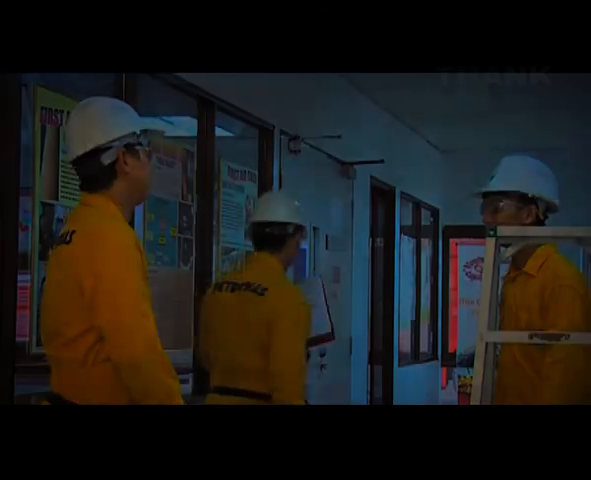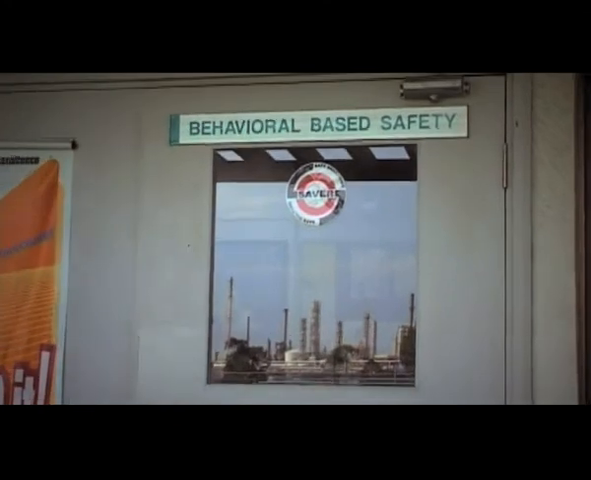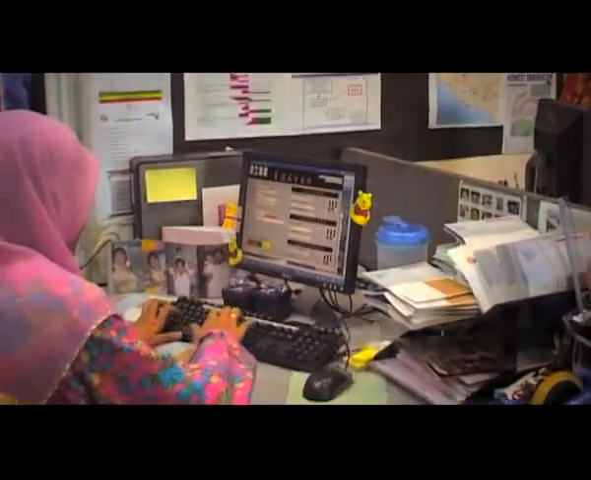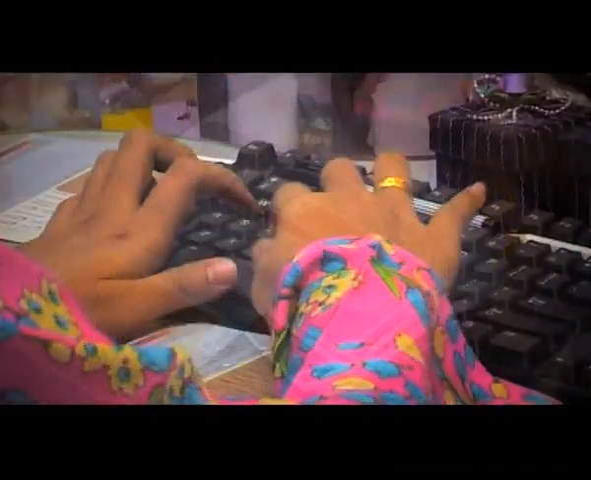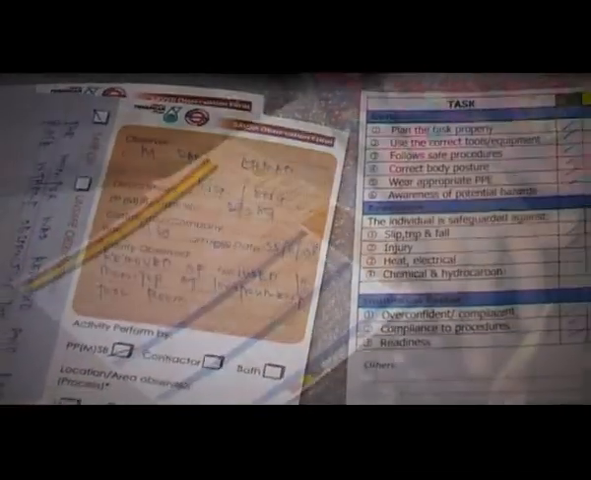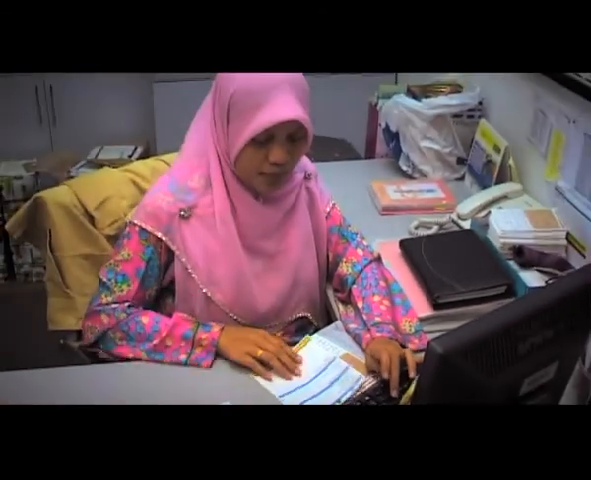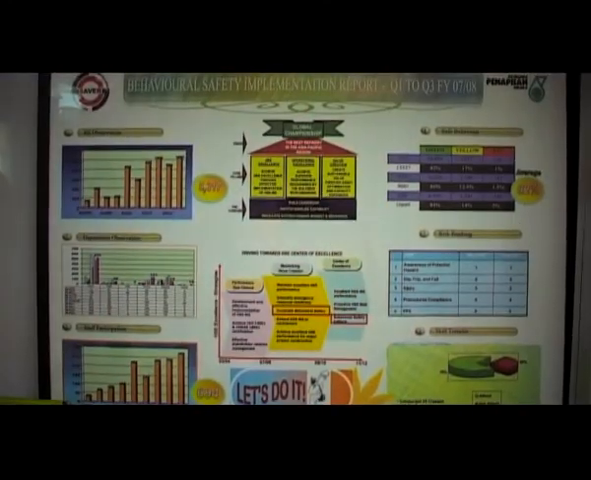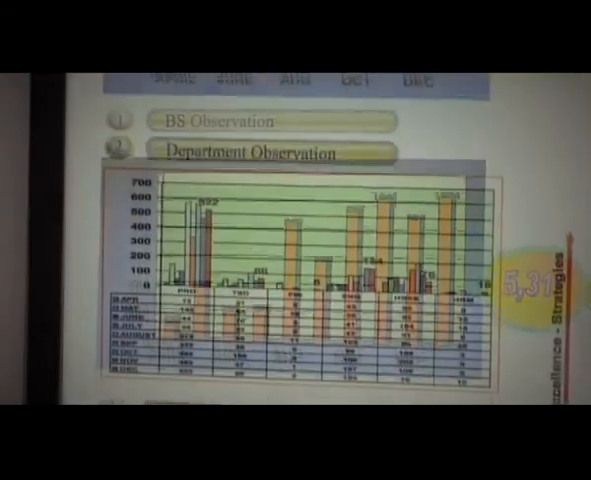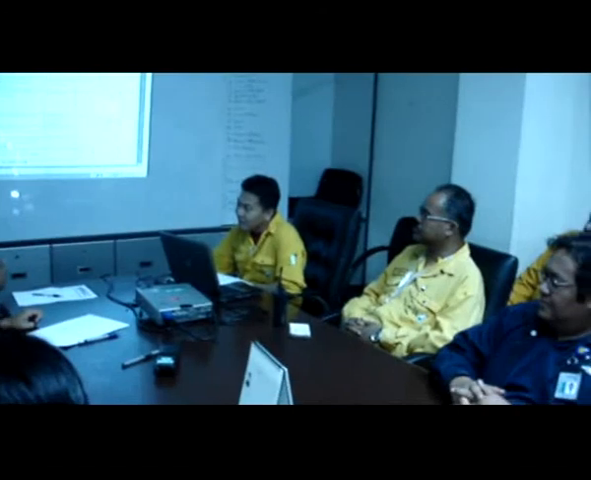The information on the submitted observation forms will be keyed into a database for use in the analysis of at-risk behaviors. The analysis is based on the number of non-compliance, which will then be ranked accordingly. It also consists of the root cause and possible solutions. The database program will then report the number of observations done per person, per department, and also the overall observations.